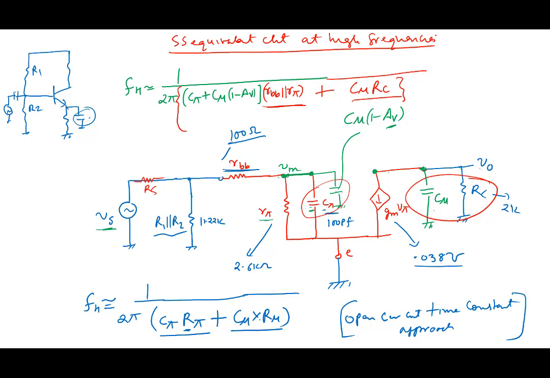So I've given you the values. C pi was 100 pF, C mu was 1 pF. Why don't you calculate RBB? Calculate the value of FH. How much do we get here? How much is the FH? What value do we get?